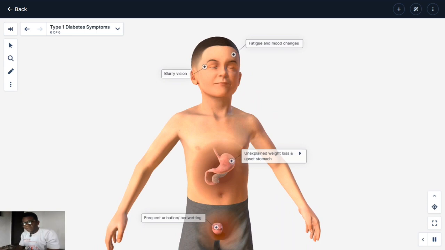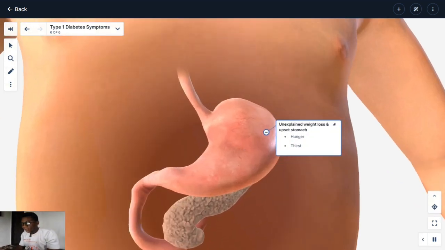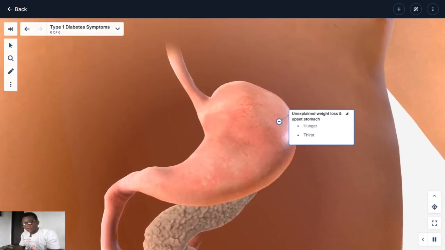We also have unexplained weight loss and stomach upsets. When the body doesn't produce enough insulin, it can't effectively use glucose for energy, leading to the breakdown of muscle and fat and causing weight loss. Additionally, high blood sugar levels can cause gastrointestinal issues like nausea, vomiting, or stomach pain.